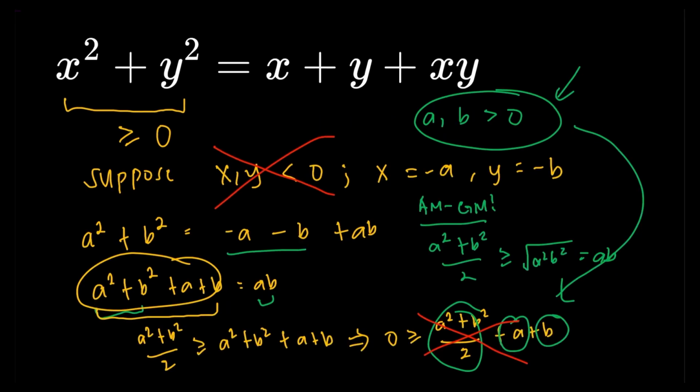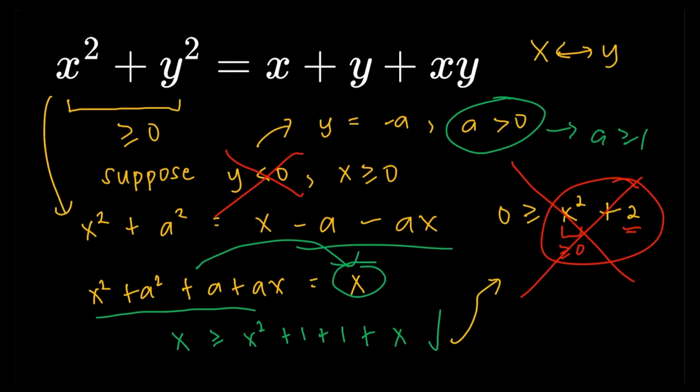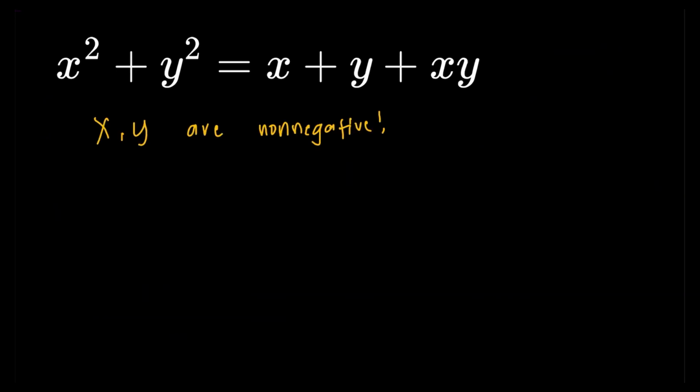So the first case, both being negative, that's impossible. The second case, one of them being negative, that's also impossible. So the conclusion is that none of them are negative. So we're going to have x and y to both be non-negative. All right, so we have the conclusion that x and y are both non-negative. There we go.